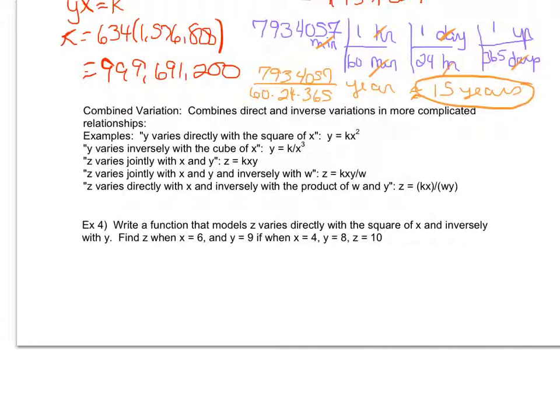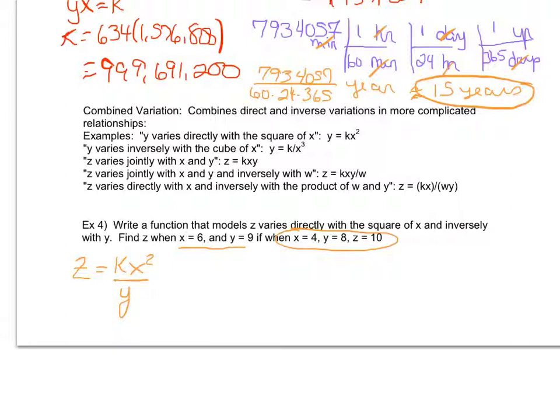Let's write a function that models z. That model z varies directly with the square of x and inversely with y. So z varies directly with the square of x, so I have to multiply my constant of variation by x squared, and inversely, so I have to divide by y. And I want to write this model, and I want to find z when x is 6 and y is 9. I'm going to go ahead and use the fact that if x is 4, then y is 8, and z is 10 to find my k.